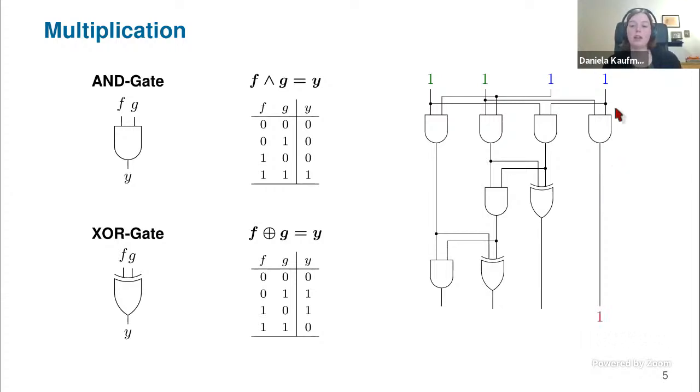So we start here with the first AND gate. It receives 2 ones as input. We take a look at the truth table and we see the output has to be 1. Similar for all the other AND gates in the first row.